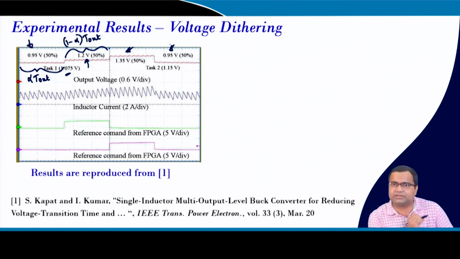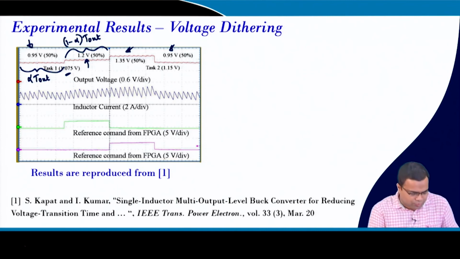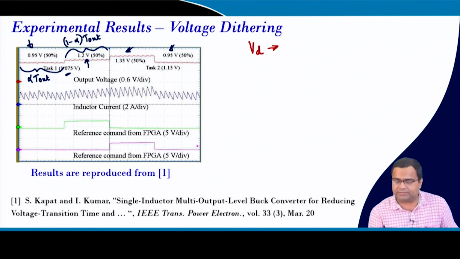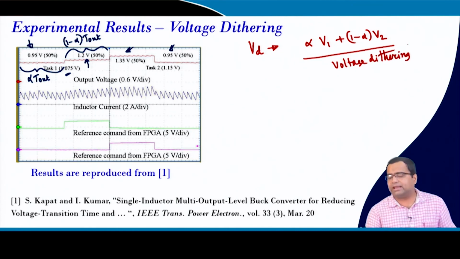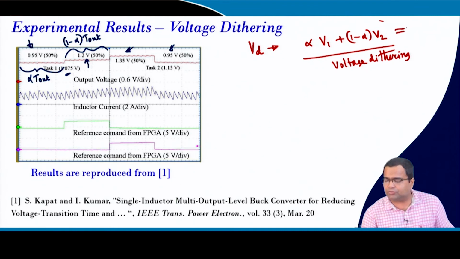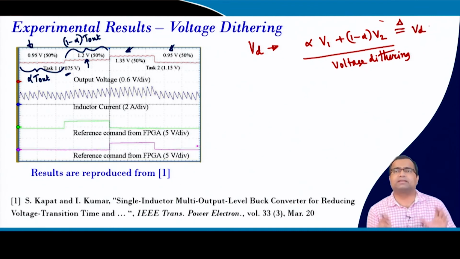So, this reduces significantly. So what is our ultimate requirement? We need a certain VD, that is our desired voltage, but this can be achieved by alpha times V1 voltage plus 1 minus alpha times V2 voltage, by means of voltage dithering. And we can execute the task, and this will be equivalent to our VD. And since our technique actually cuts down all the transient, it can reach this voltage immediately, we can change it.